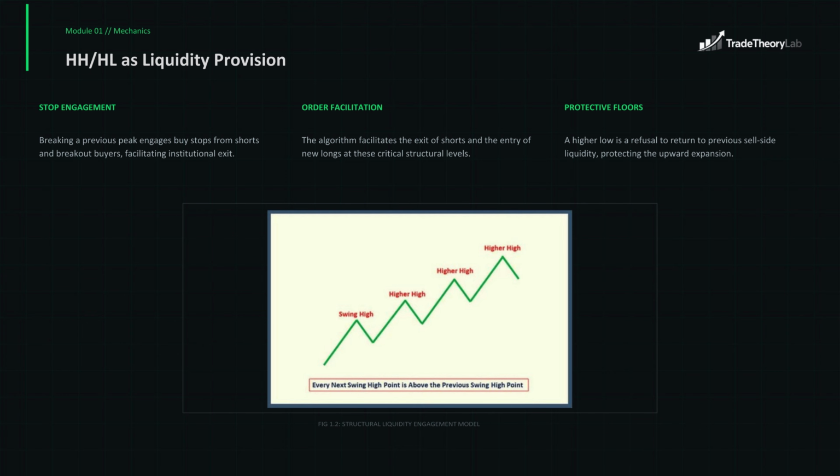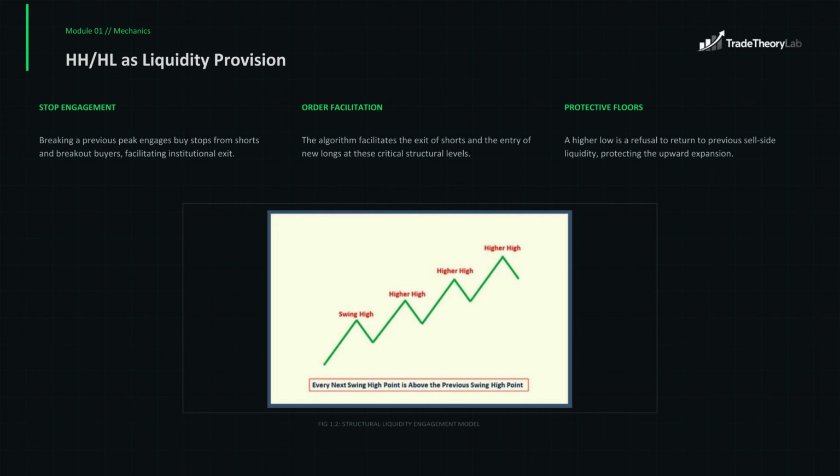It is the market reaching into a new territory, a territory where buy stops are resting. When price breaks above a previous peak, it is not just going up, it is engaging with the orders that were placed there by traders who were short and had their stops at that level. By breaking that high, the algorithm is facilitating the exit of those shorts and the entry of breakout buyers. This is a deliberate act of liquidity provision.